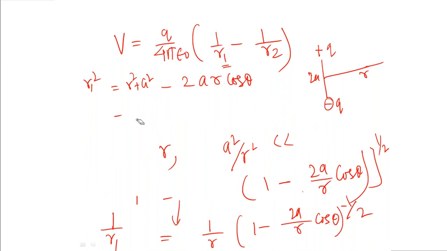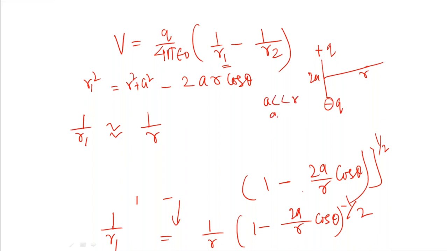Okay, so now look, I can write 1 by r1 nearly equal to 1 by r, and since a is much less than r, a by r also will be much less than 1. So for this particular portion, I can make some assumption. I'll write first, then I'll say why I have written that. I can write this as 2a by r cos of theta, with half multiplied here.